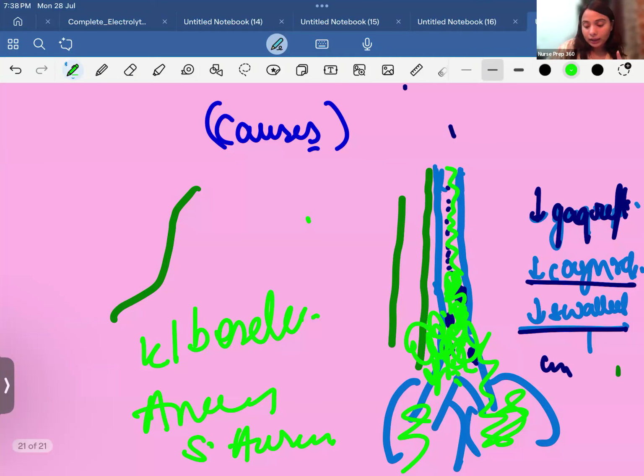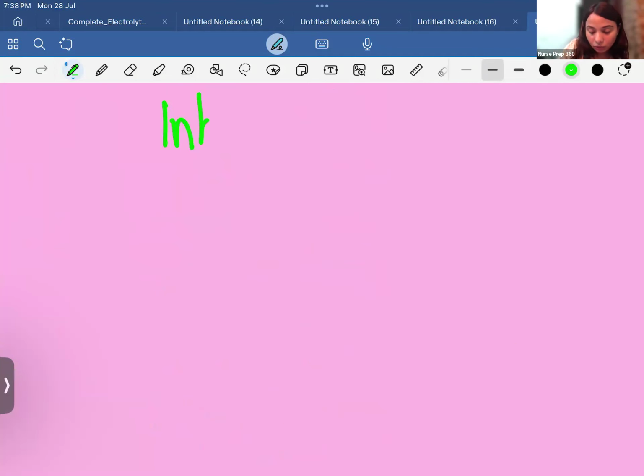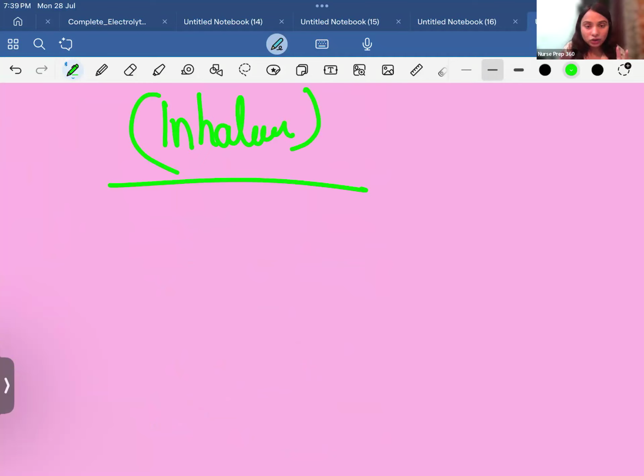Coming to the next cause of pneumonia, that is inhalation pneumonia. How does inhalation pneumonia come about? Just imagine you're living in a very, very crowded place like Mumbai or Beijing in China. The people are living very, very near to each other.